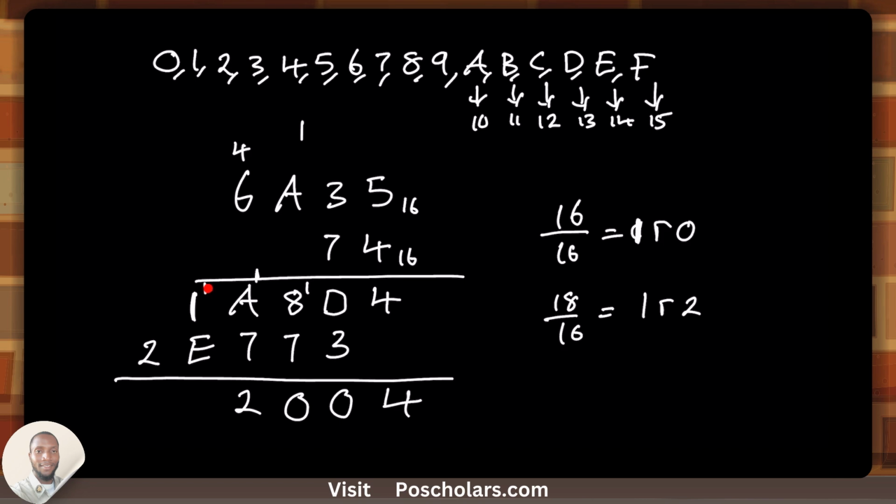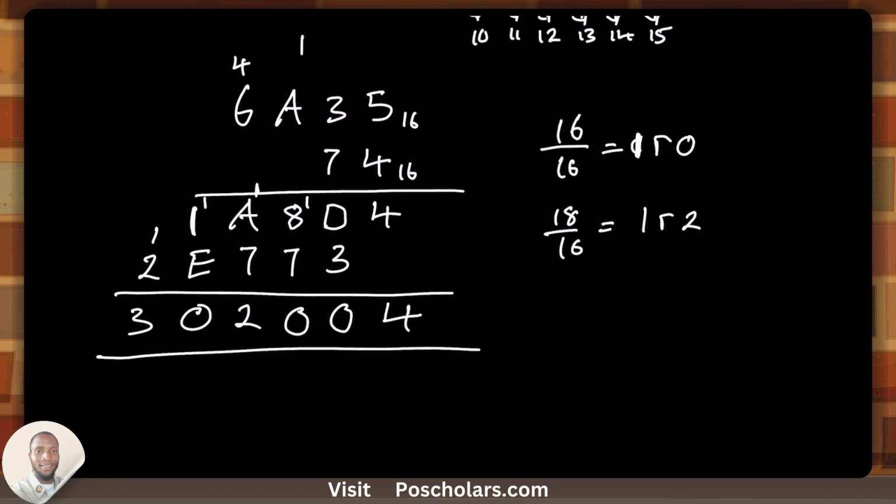Now you say 1 plus 1, which is 2, plus E. E represents 14. So 2 plus 14 is 16, right? So the same process here, 1 remainder 0. So you write your 0 and you carry 1. Then lastly, 1 plus 2 gives 3. So you don't have any issue with this. So you simply write your 3. And that's the final answer, all in base 16.